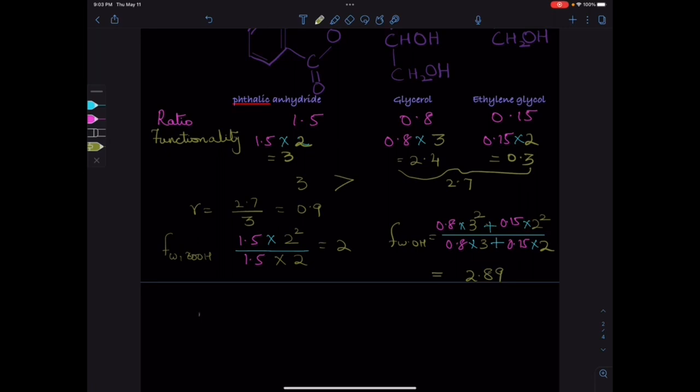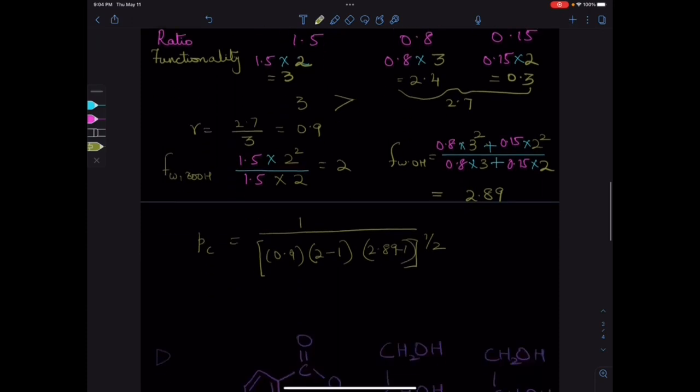So Pc equals 1 over the square root of R, which is 0.9, times 2 minus 1, times 2.89 minus 1. That gives us Pc equals 0.7667.